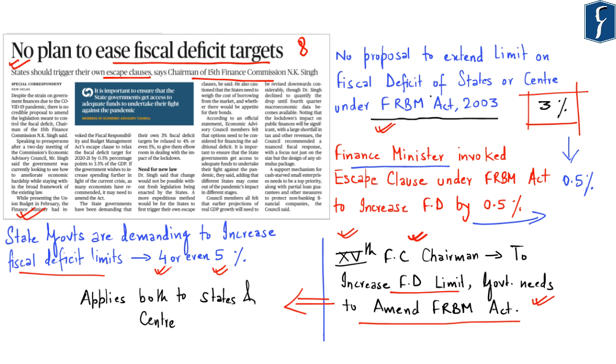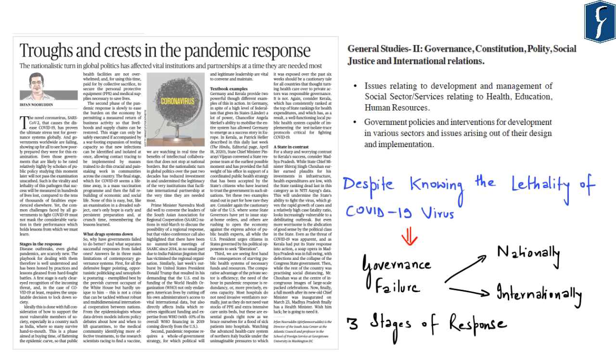So in this regard, you must know about the fiscal deficit target provided under the FRBM Act and also about the escape clause, which provides for a deviation of 0.5 percentage points with respect to the fiscal deficit target of states as well as the center. The next news appears as a lead article on page number 6.